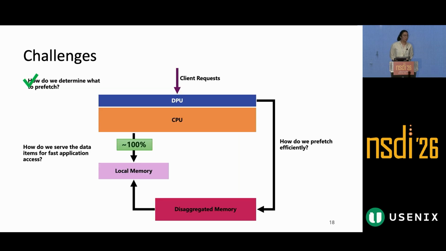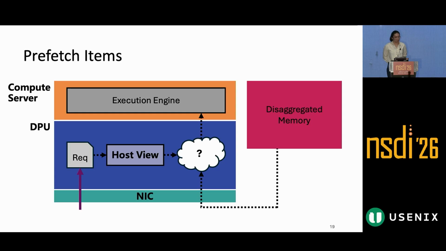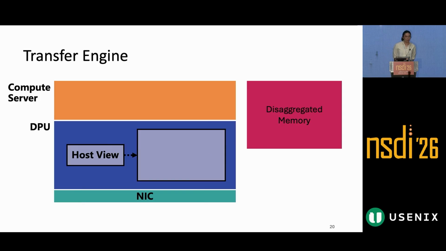So we've now efficiently determined what we need to prefetch. How do we actually do that? Well, this is the responsibility of our transfer engine. As we have a very tight latency, because we want to prefetch items before the execution engine goes to access them, we want to avoid unnecessary hops within our prefetch path.